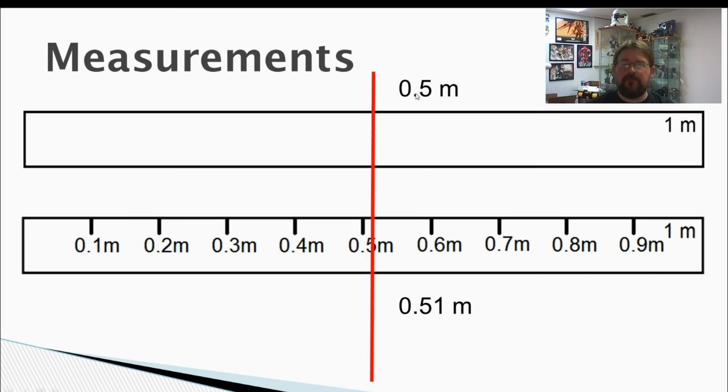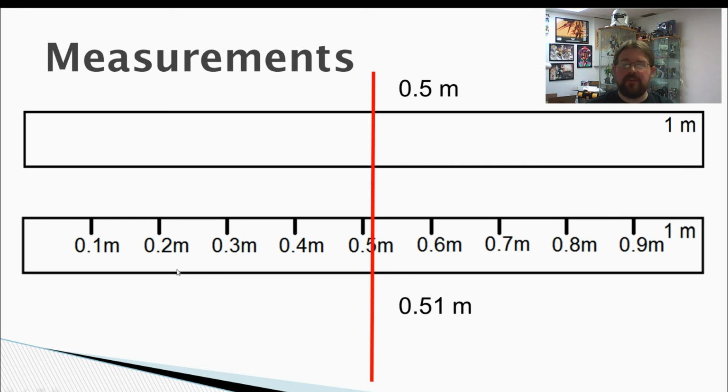If we look here at 0.5 meters, that 5 is an estimation, is it? Do we know for certain, just looking at this top meter stick, that it is 0.5? No, we estimated because we saw it was about halfway. That's only one significant figure. It is that final estimated digit.